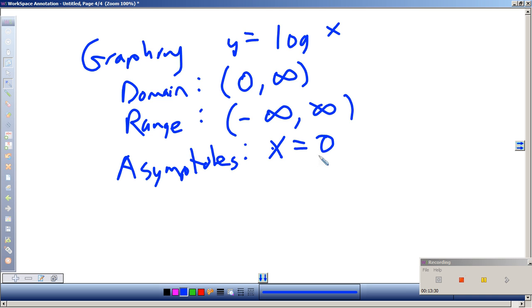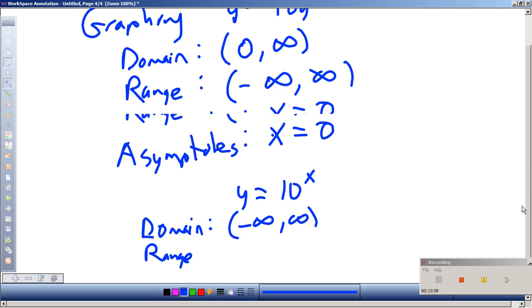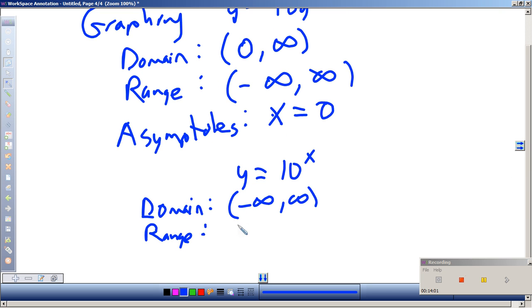So when we talk about logarithms, that's what we have. Now, what if we had y equals 10 to the x? What is the domain of this one? Do you remember? Okay, all real, so negative infinity to infinity. What's the range? That's what we talked about on Monday. All positive numbers. So 0 to infinity.